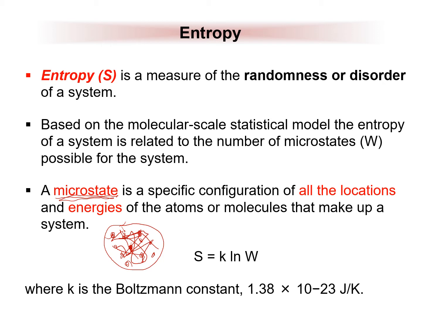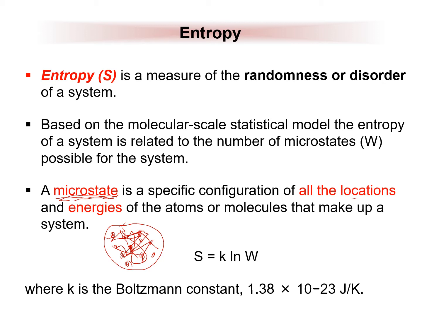It has very random locations. So the higher the degree of randomness, the higher the entropy. Essentially, microstate is the same as the disorderness of the system. In an easier definition, it's essentially just telling you the location and the energy of atoms.